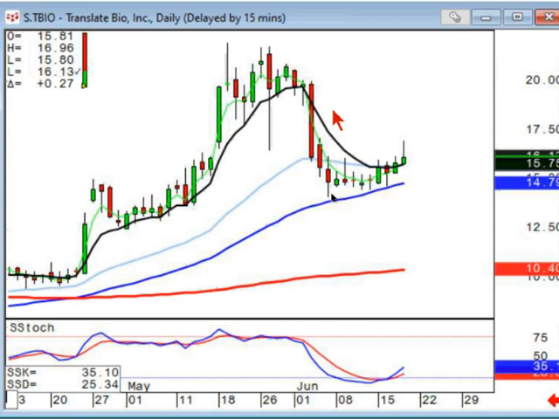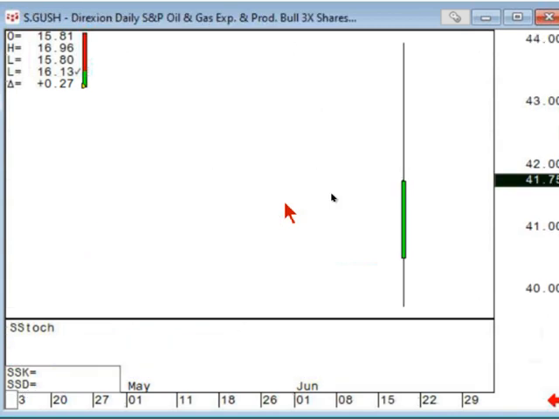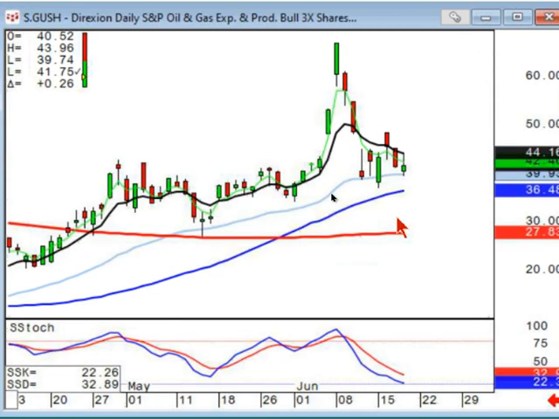TBIO, another one that you can buy on positive trading. Look at all the indecision down here. Inverted hammer, doji, doji, doji, left-right combo. Now you're closing above the T-line. You can buy this one on positive trading. And Gush, probably wouldn't be long or short.